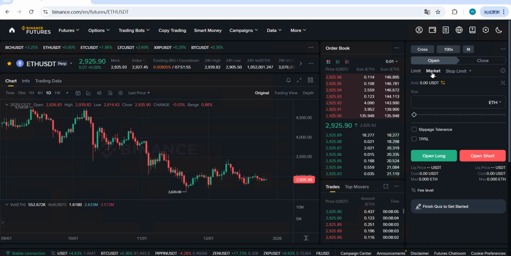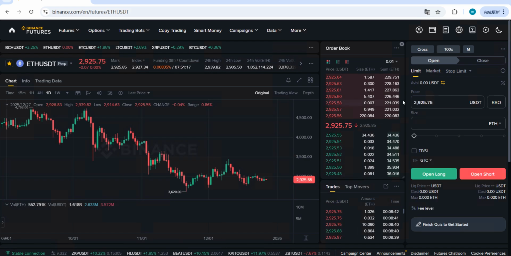When we switch to market order, we don't need to specify the price of the order when we're sending orders, because we are telling Binance that we don't care about the price, just make our order get filled immediately, at any price.